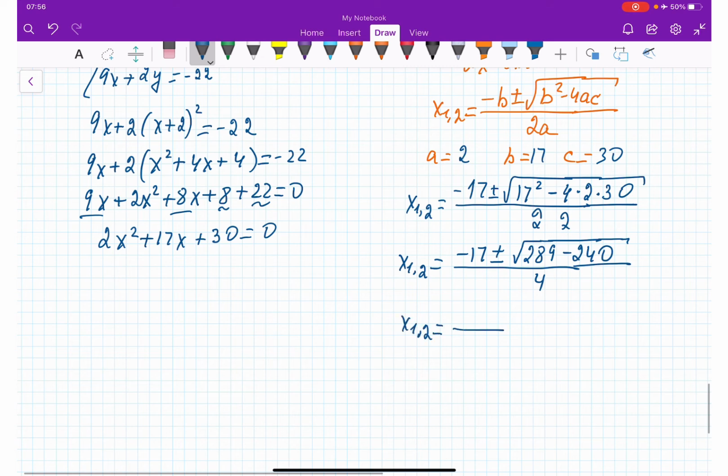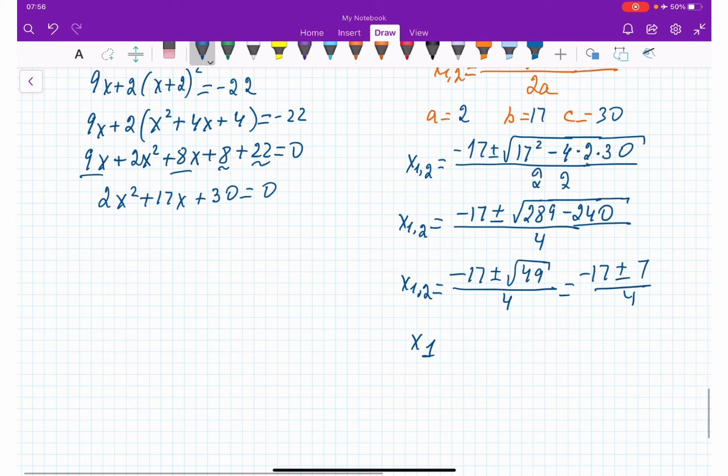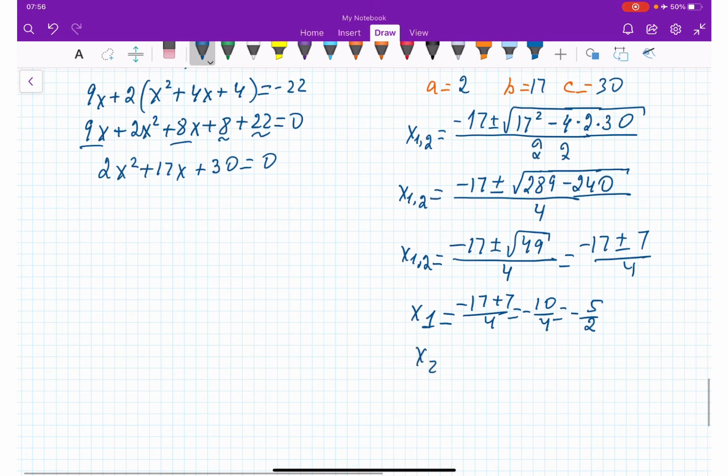From here, x12 is equal negative 17 plus minus square root of 49. Beautiful. And we are getting negative 17 plus minus 7 over 4. From here, x1 is equal negative 17 plus 7 over 4. It's going to be negative 10 over 4. It's going to be negative 5 over 2. And x2 is equal negative 17 minus 7 over 4. It's going to be equal negative 24 over 4. It's going to be negative 6. All right, we got it.